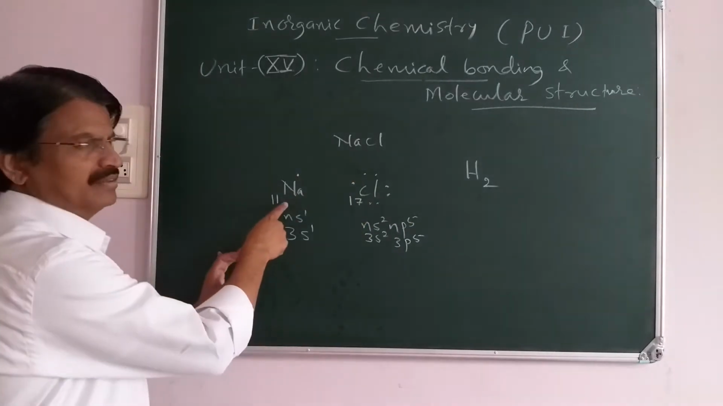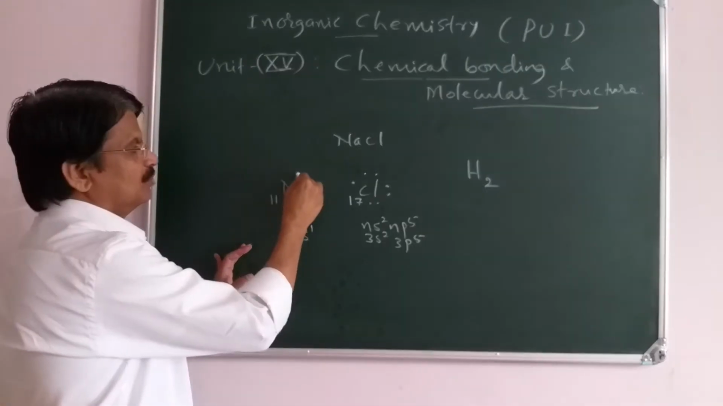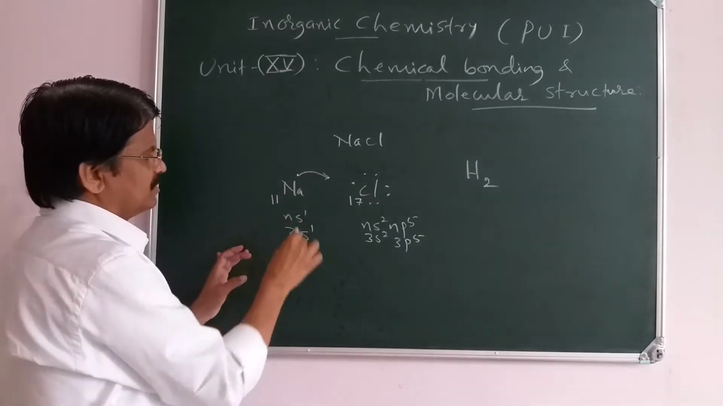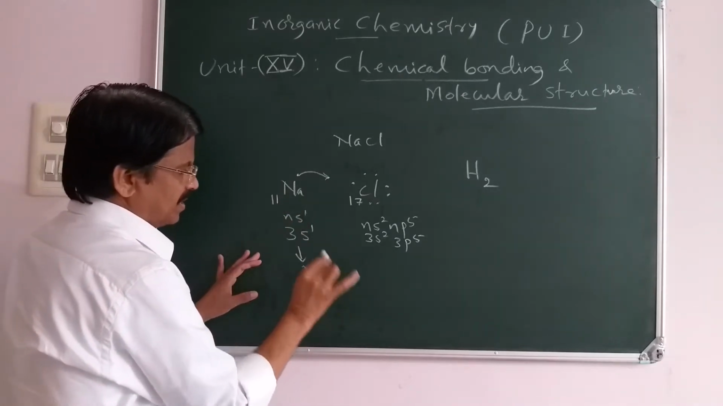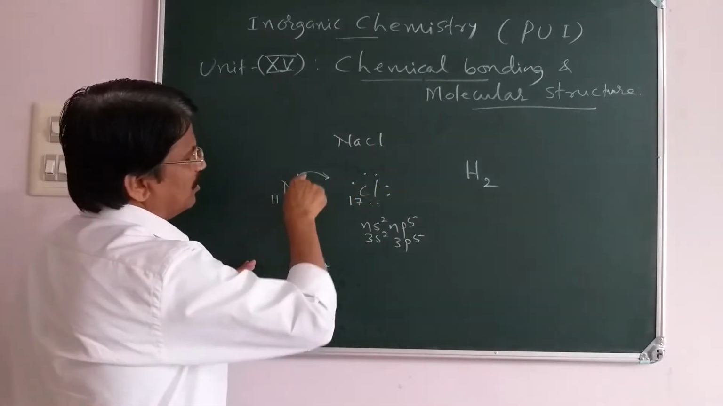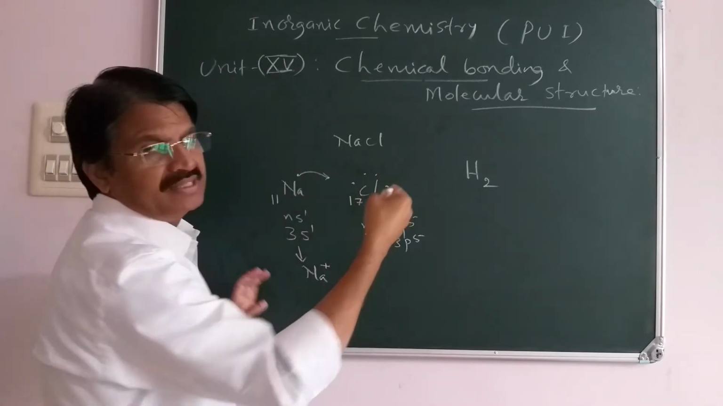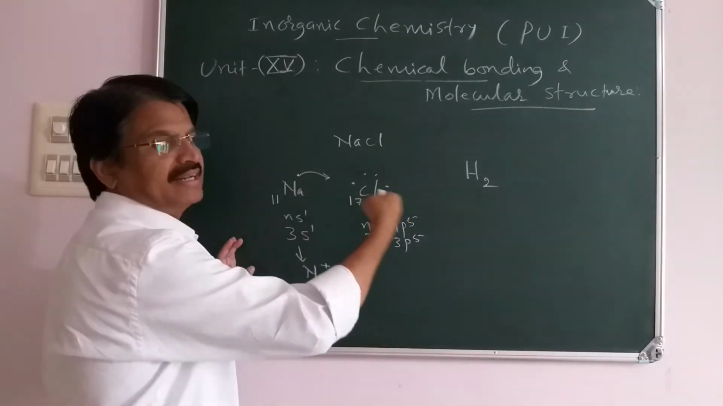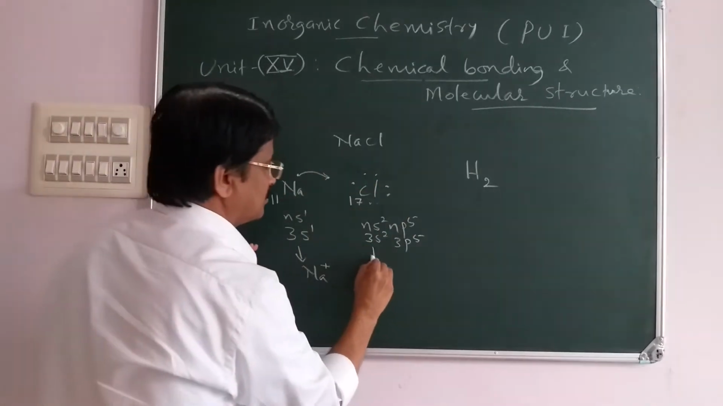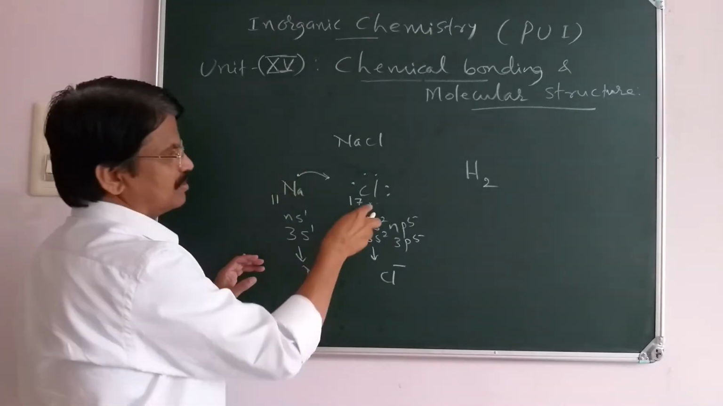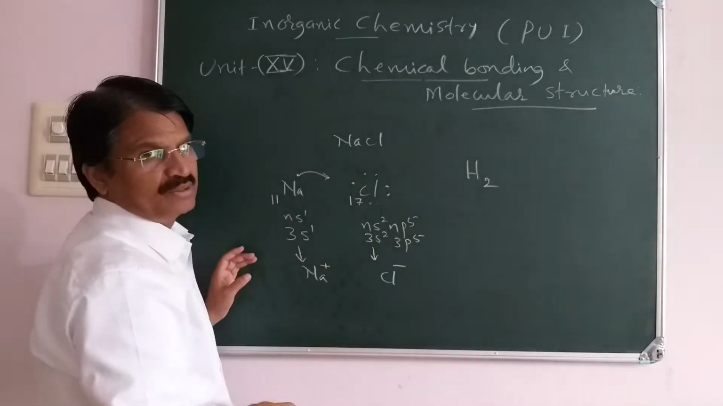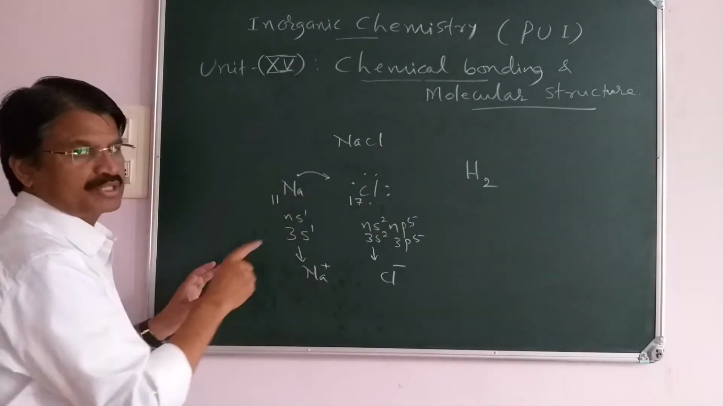Then sodium is an electropositive element. It has a tendency to lose an electron completely, and when it transfers the electron to another atom, it will become positively charged. And this electron adds to Cl. Chlorine is said to be an electronegative element. It can attract an electron from sodium. Then it will become what? Cl minus, because 2 plus 2 plus 2 plus 1 is 7, plus 1 electron. If an electron is added, negative charge; if an electron is lost, positive charge.